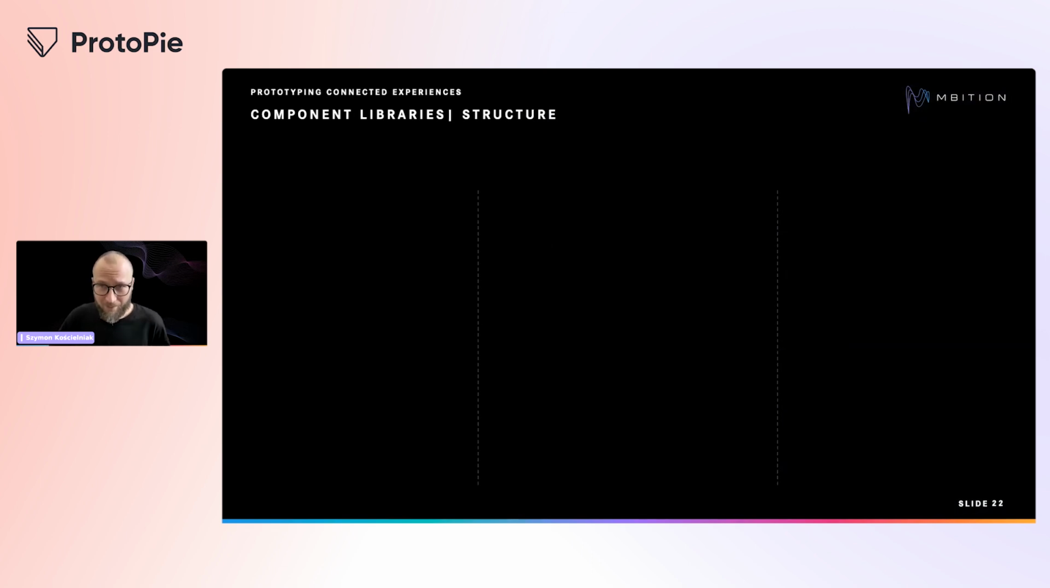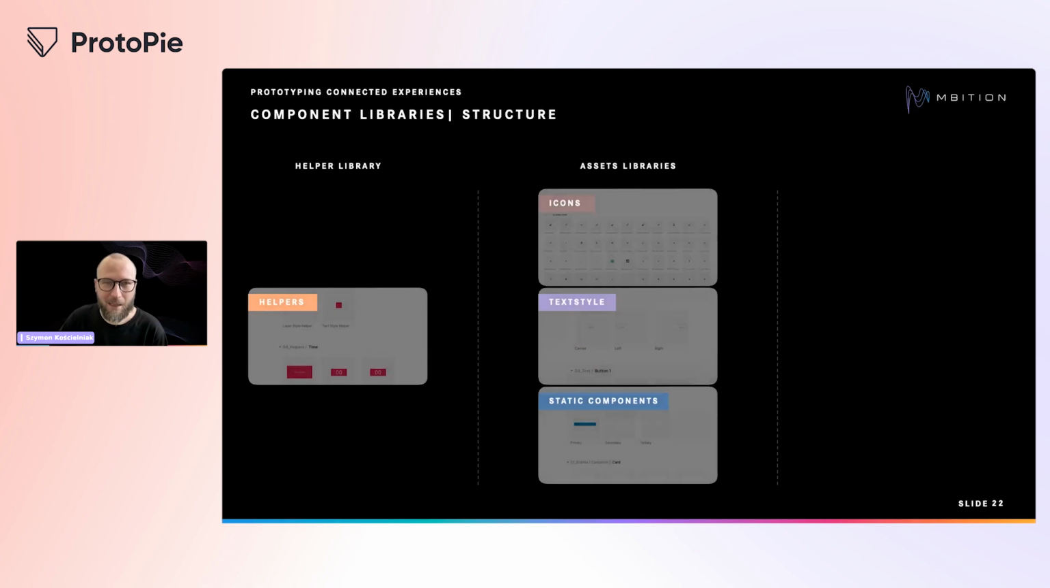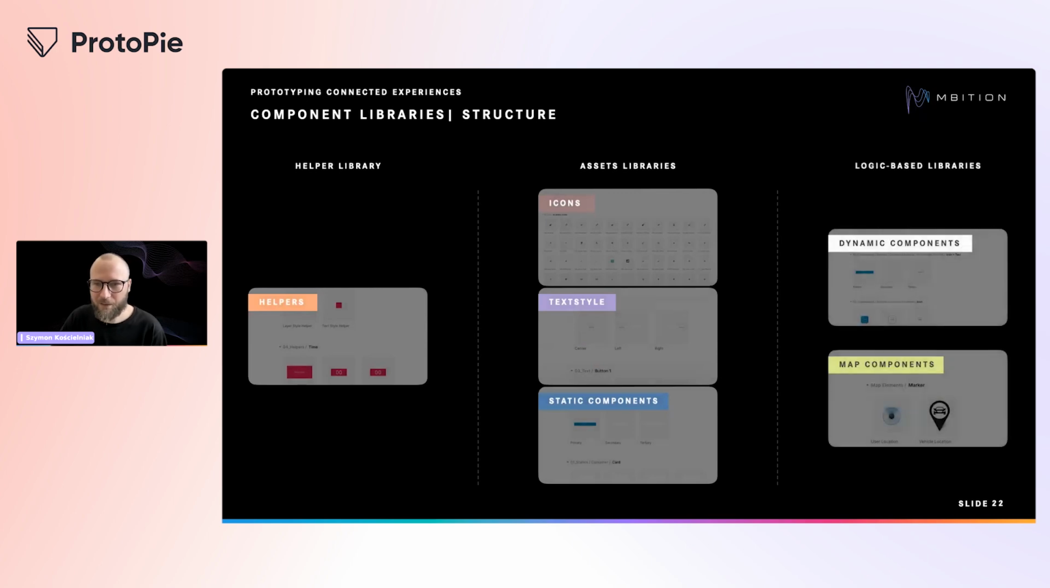As mentioned on slide 20, we have divided our libraries into smaller pieces. I will now just present these groups, but we will explain more about them in the next slides. So we have a helper library in the helper library lane. It's just that for now. Then we have asset libraries, and in asset libraries, we have icons, textile, static components. And the last block is the logic-based library block, which includes dynamic components and map components libraries. Those are the most logic heavy and often include other components from other blocks.